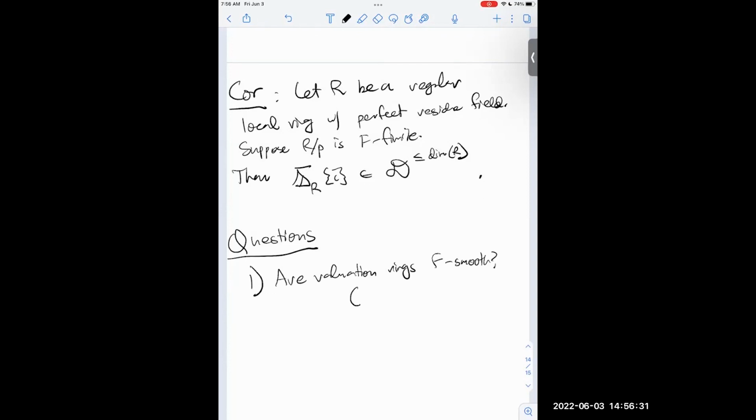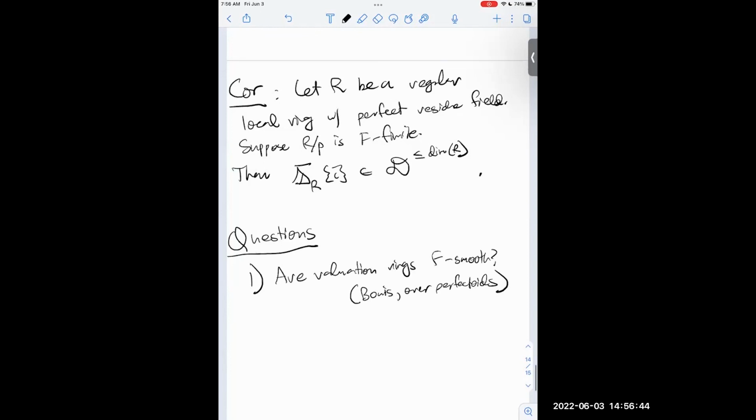And right, so I guess this has been proved, work in progress of Bowie, over a perfectoid valuation ring. But hopefully it's true for general valuation rings. And another question would be to have a closer relation with prisms. So, again, the idea of F smoothness is some sort of notion of something like regularity for non-Noetherian things.